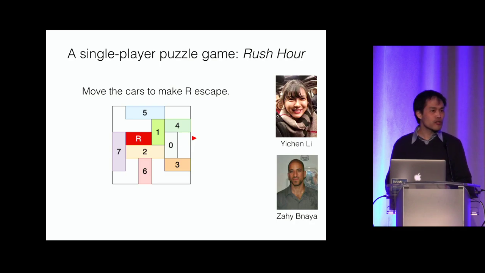So who has heard of Rush Hour? Okay, it's also a very popular kids game. The task is to make this red car escape from this exit marked by an arrow. And you can do so by moving the vertical cars up and down and the horizontal cars left and right. It's similar to what's called the tile puzzle. It's a famous problem in computer science.